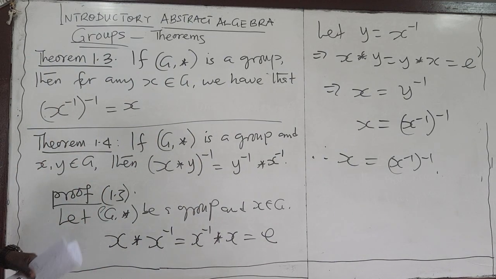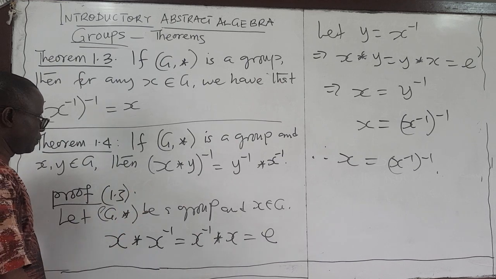So that is straightforward, right? It's kind of short, basically from the definition of what the inverse of an element is in a group. Good.